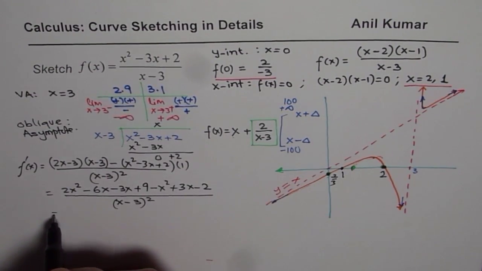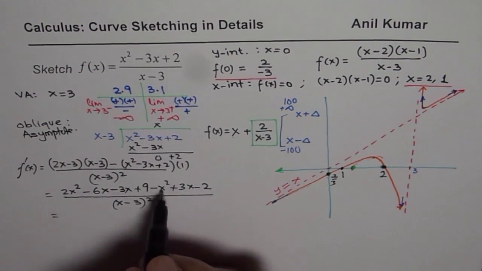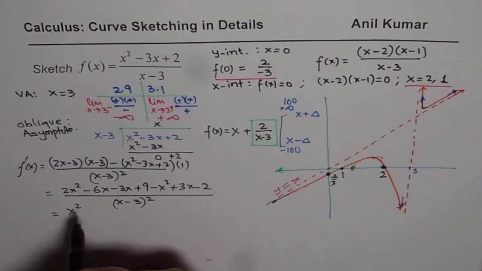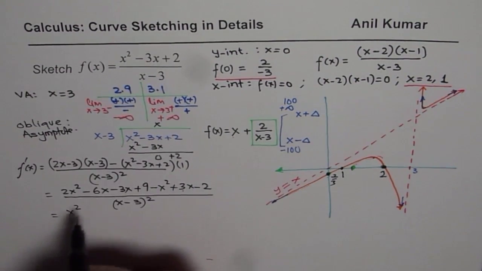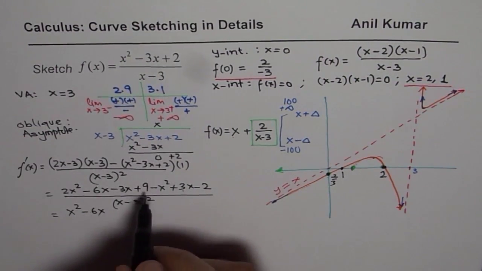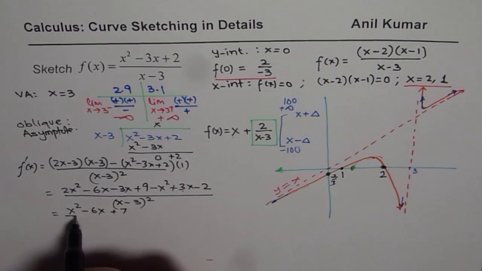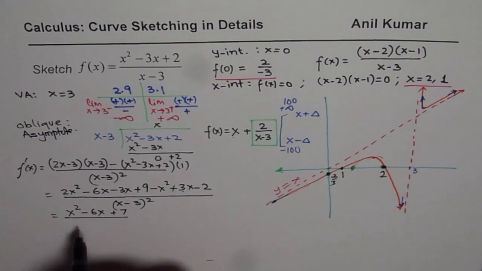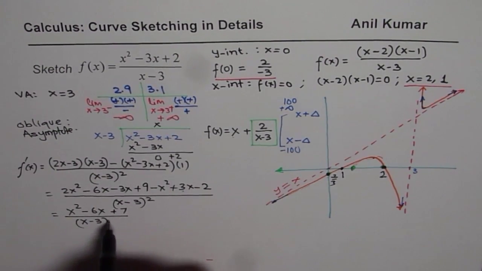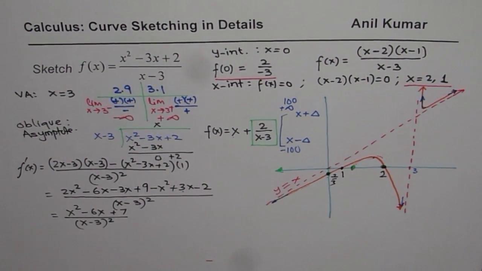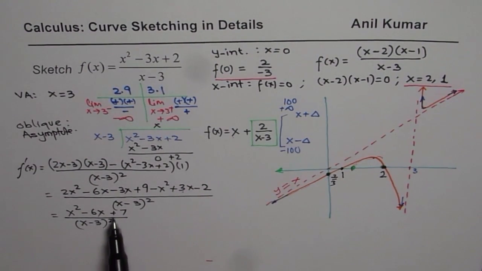We can now combine the like terms. 2x square minus x square is x square. Minus 3x plus 3x cancels. We have minus 6x. 9 minus 2 is 7, so we have plus 7 here, divided by x minus 3 whole square. Now clearly this gives us 3 critical points. 2 because of the numerator being 0, and 1 is of course 3, the vertical asymptote itself, right?